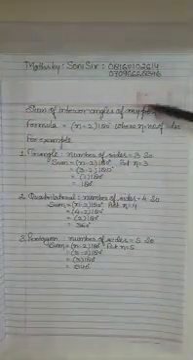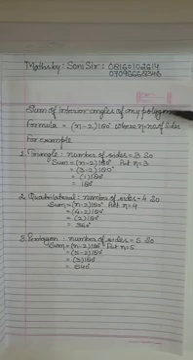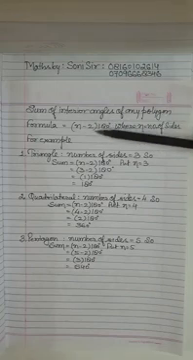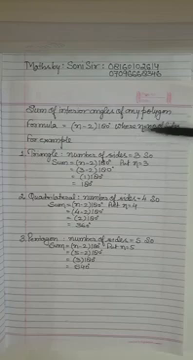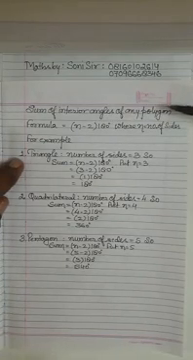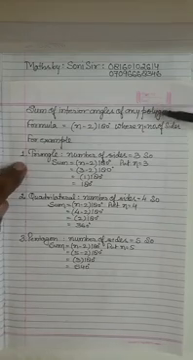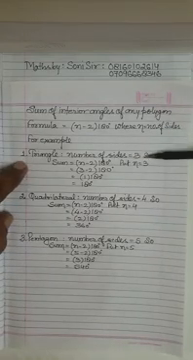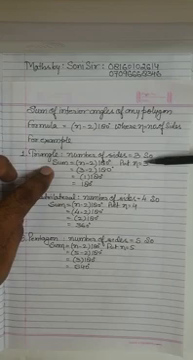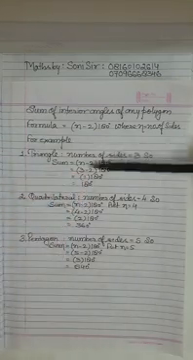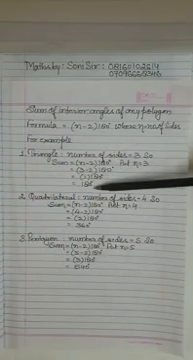Sum of interior angles of a polygon. How can we find it? There is a formula: (n minus 2) into 180, where n represents the number of sides. I am taking examples. First is a triangle. Number of sides is 3. Put n equals 3 in this formula. 3 minus 2 means 1. 1 into 180 is 180.